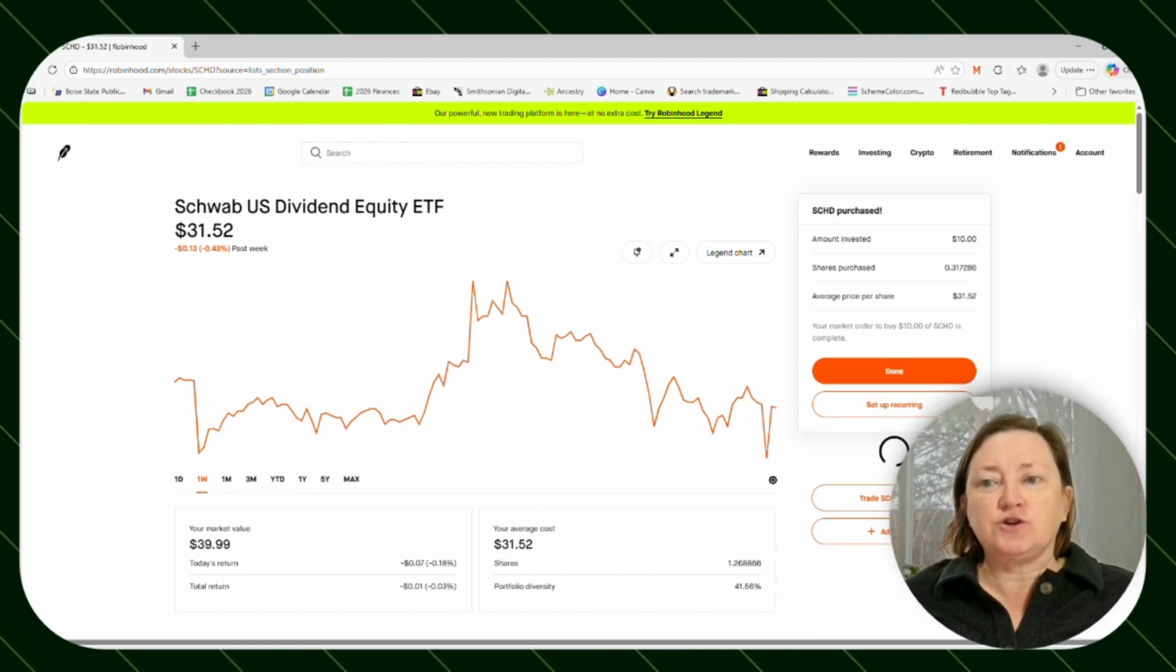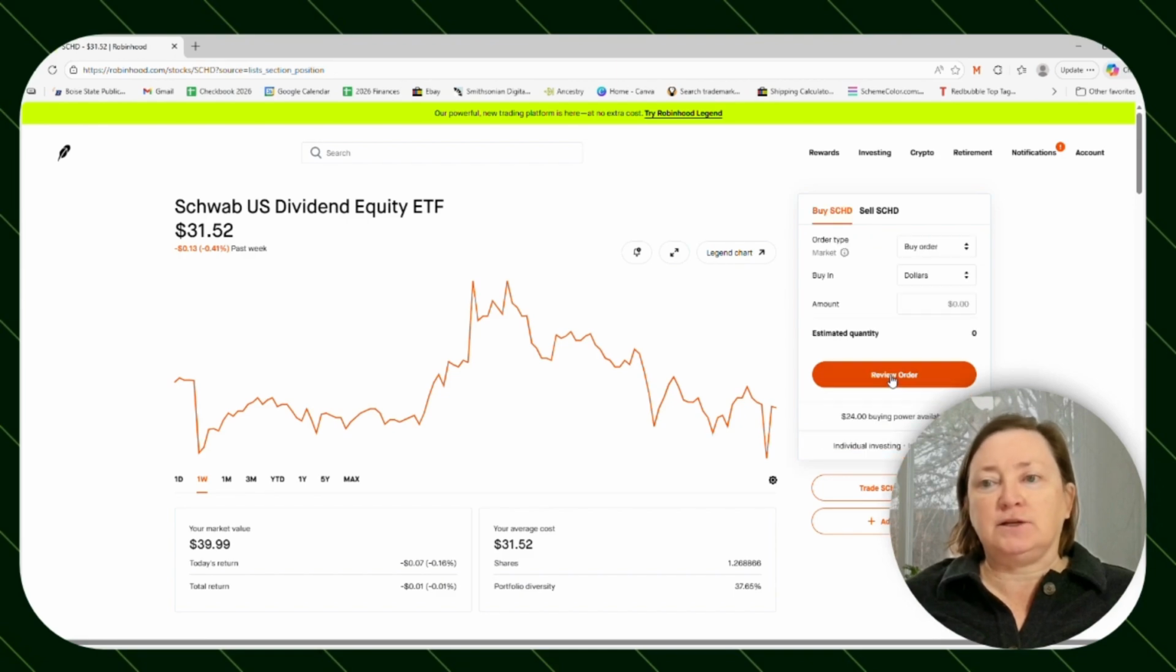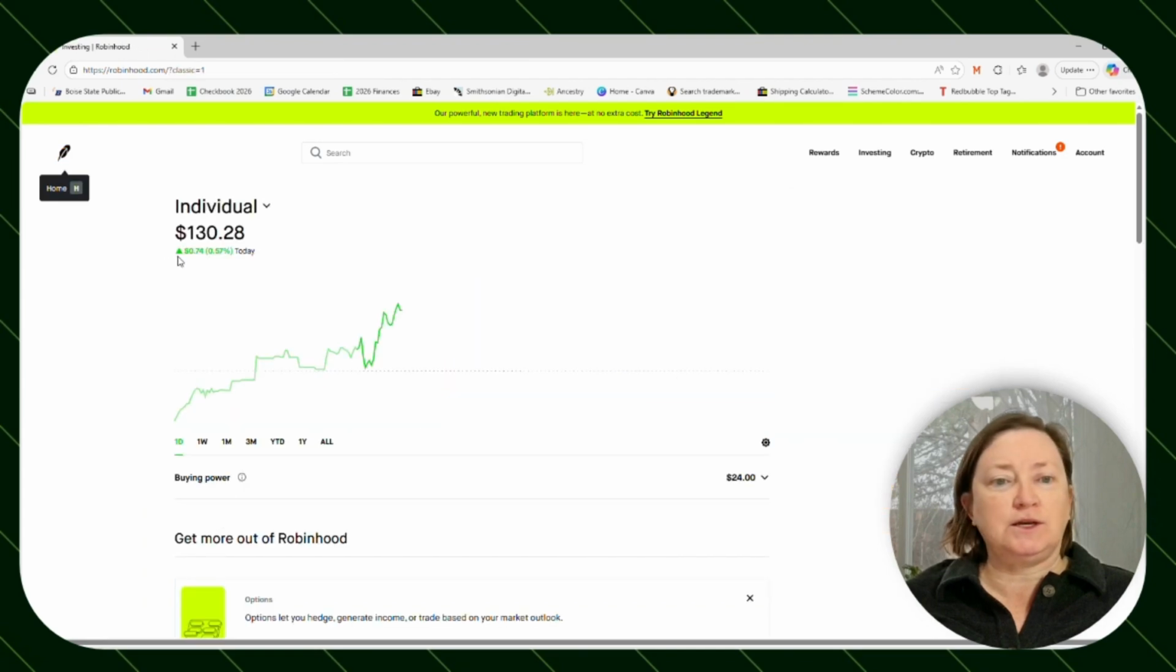And this is called dollar cost averaging, where I just come in and I'm not really trying to find the lowest price. I'm not watching the market trying to do that. Just come in with my $10 trade each week. And then I'm going to click on this arrow and go back to the main screen.